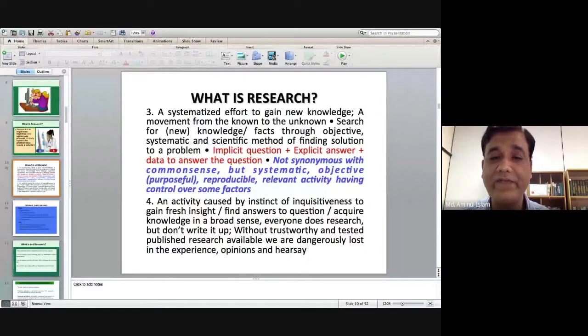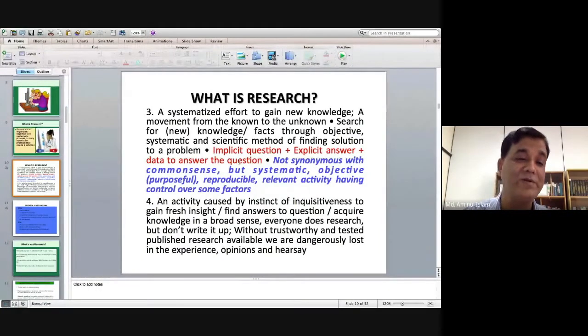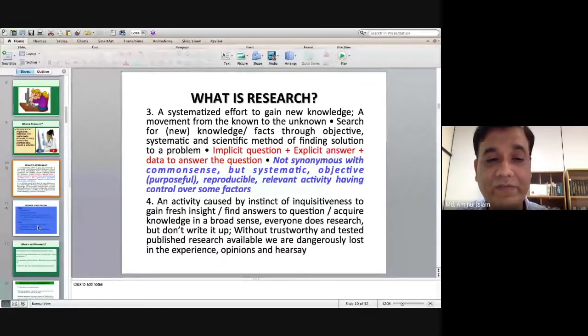Something that I like in the definition here, I put it in red. Implicit question plus explicit answer plus data to answer the question. That is research. Okay? The rest I'm going to leave for you.